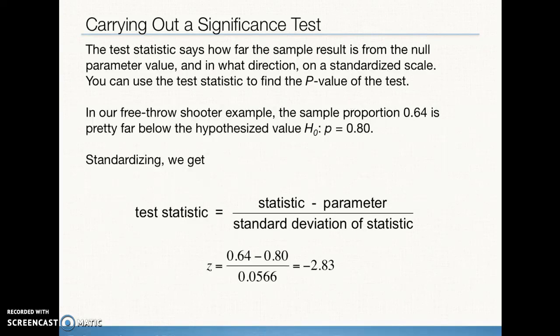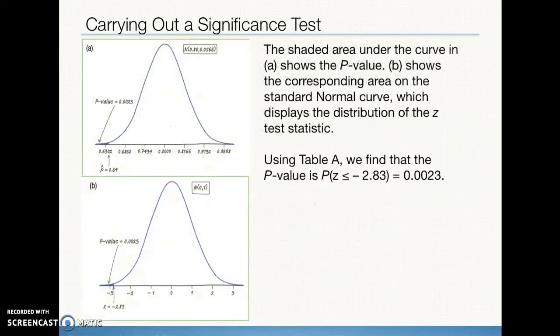Remember, we're on that left-hand side because it was an alternative hypothesis with a less than direction, and that brings us to the negative side of the curve. So we're checking to see what is the probability associated with that z-score, and we find that we have a probability of 0.0023 associated with that. That is what we're testing against our alpha.